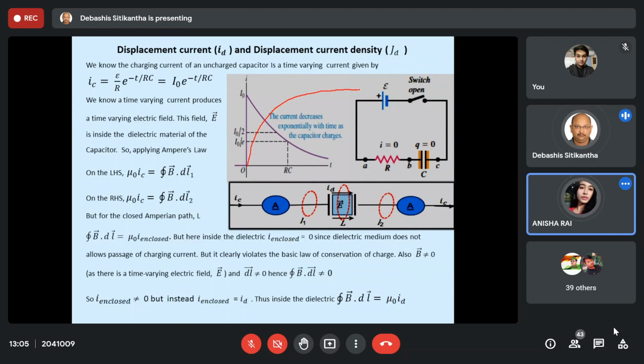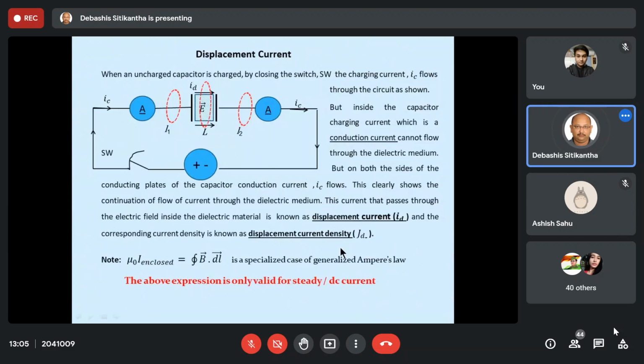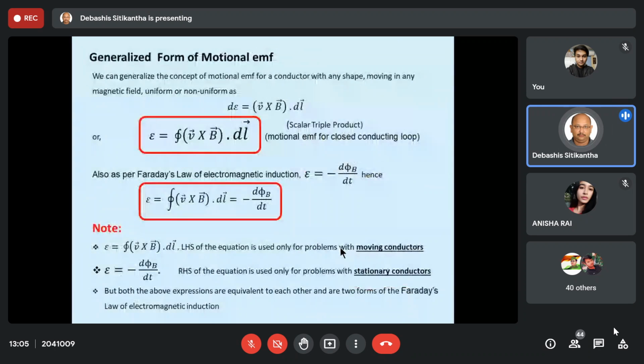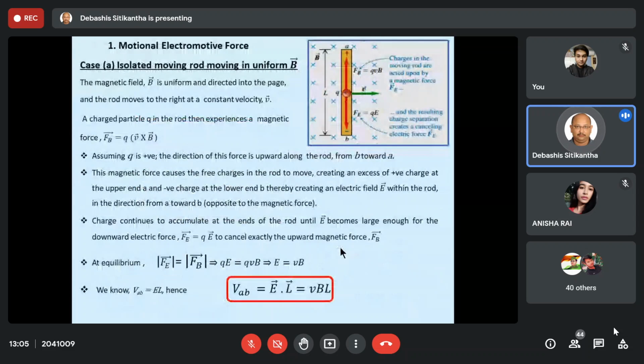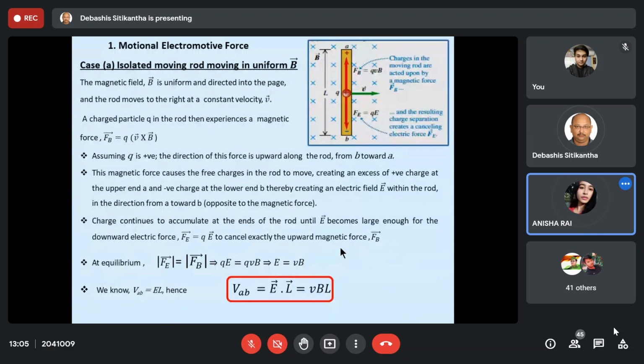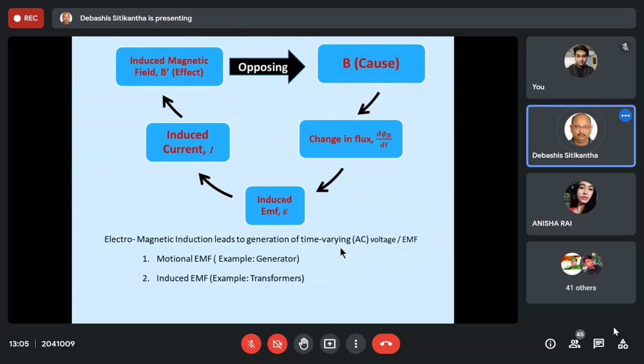Sir, I think we have to start from motional electromotive force. Oh, we have to start from motional EMF. Okay, okay. Yes, sir. Okay, fine. That means we are much behind. Okay, we have to start from here. We'll start from here. We are much behind the other section, and it is very hard to complete it.